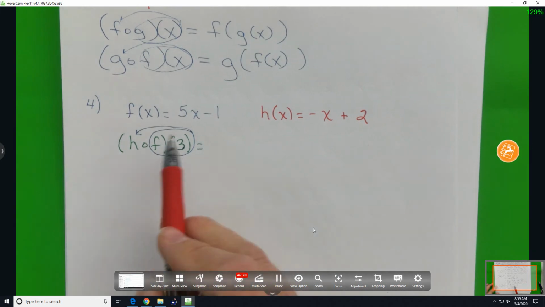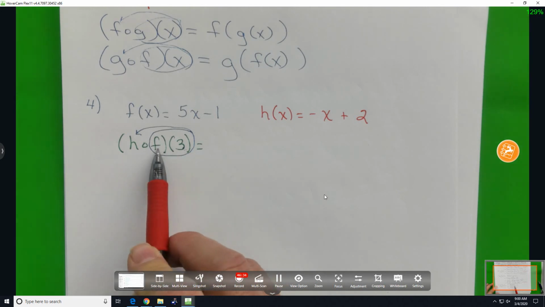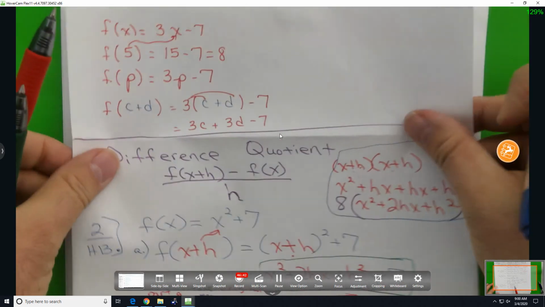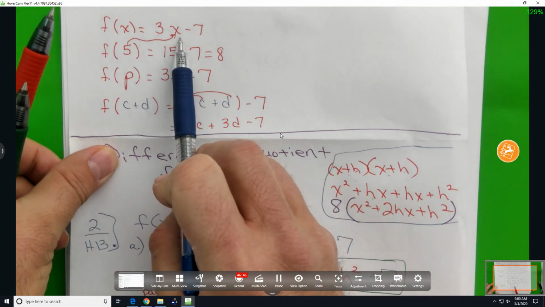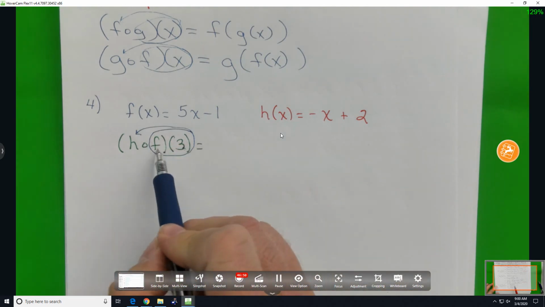Let's start off with f of 3. Start with the number in the parentheses. Plug it into function f. This is stuff we did earlier. When there's a number in the parentheses, you just plug it in for x. So start with the 3 and plug it into function f.